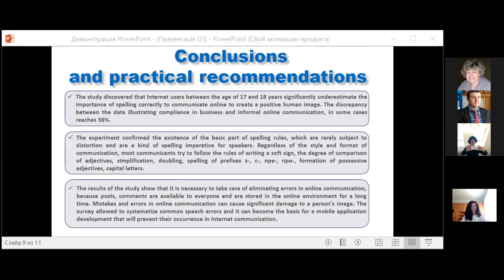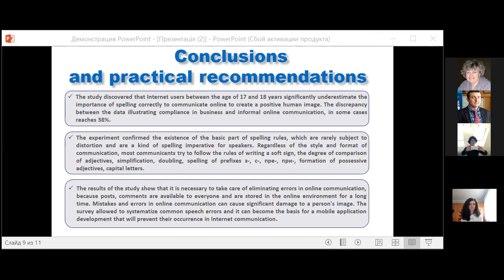Slide 9. On this slide, you can see conclusions and practical recommendations. The study discovered that internet users between the age of 17 and 18 years significantly underestimate the importance of spelling correctly to communicate online to create a positive human image. The discrepancy between the data illustrating compliance in business and informal online communication in some cases reaches 38%.